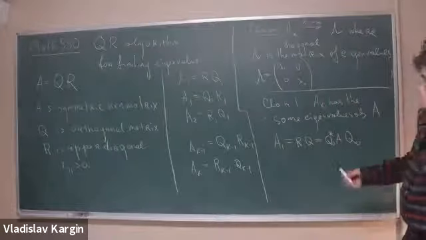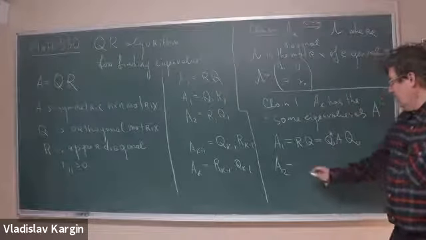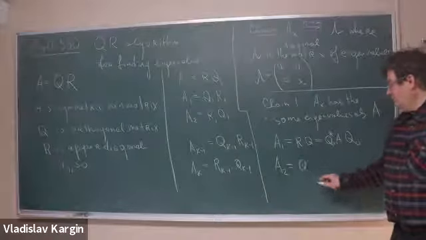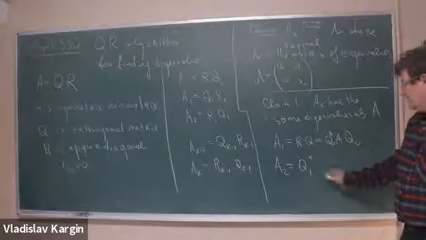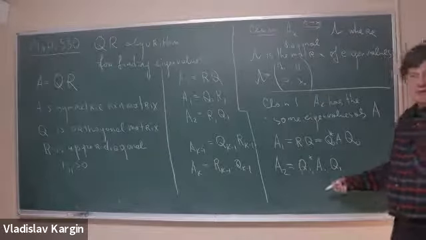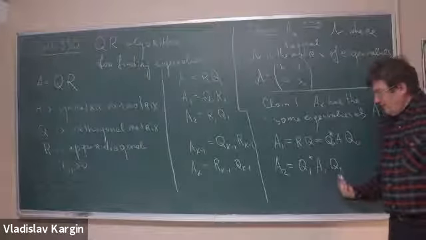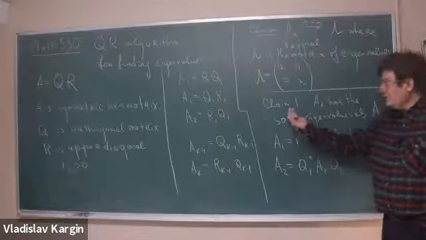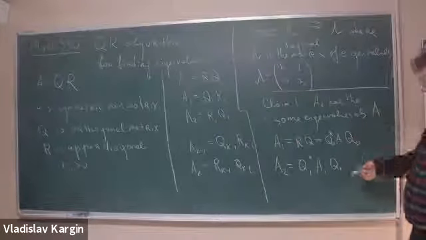And so now after that, what would you do? You would have A2 equal, right? This is with the same procedure. You would get Q1 star multiplied by A1 Q1. Right, and this is the same thing. So the eigenvalues do not change. So it's clear that eigenvalues will never change. And so this is the proof of claim 1. So AK has the same eigenvalues as A.